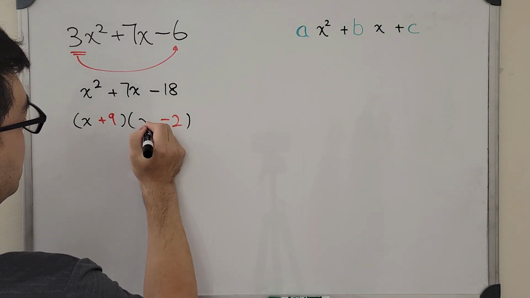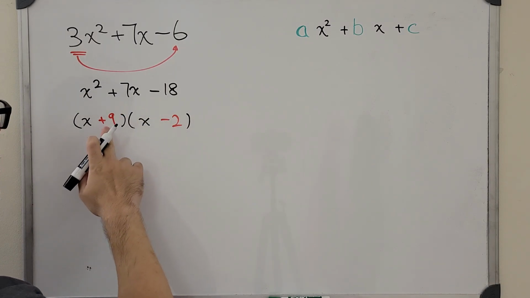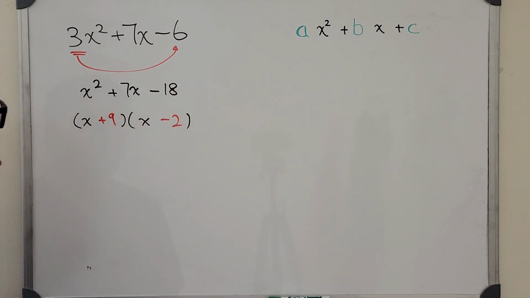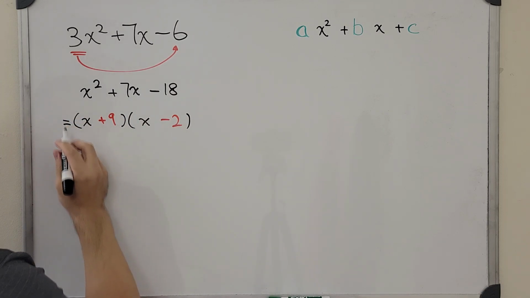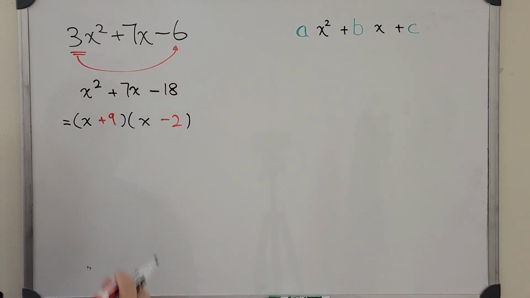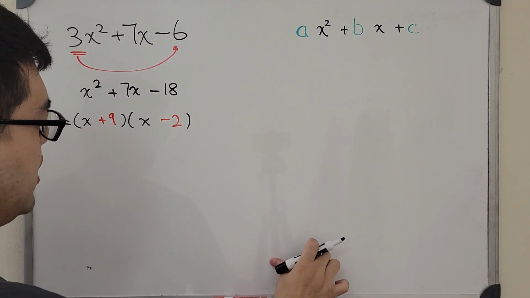So we can double check. 9 times negative 2 is negative 18, and 9 minus 2 is giving us 7. So this is good. And now, as we already moved the 3 to the negative 6 at the beginning, we actually need to move it back. But how much do we need to move?